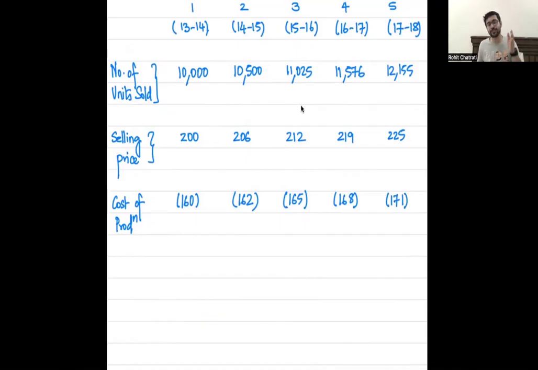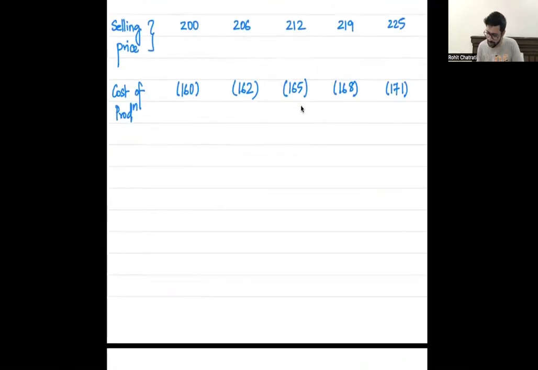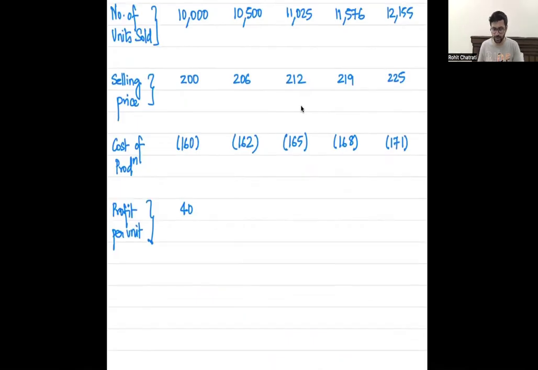So cost is increasing from 160 and it is going up to 171. All right, so that is the selling price and the cost. Therefore, the profit per unit will be the difference between selling price and cost. So 40 is the profit per unit for year 1. 206 less 162 is going to be 44.